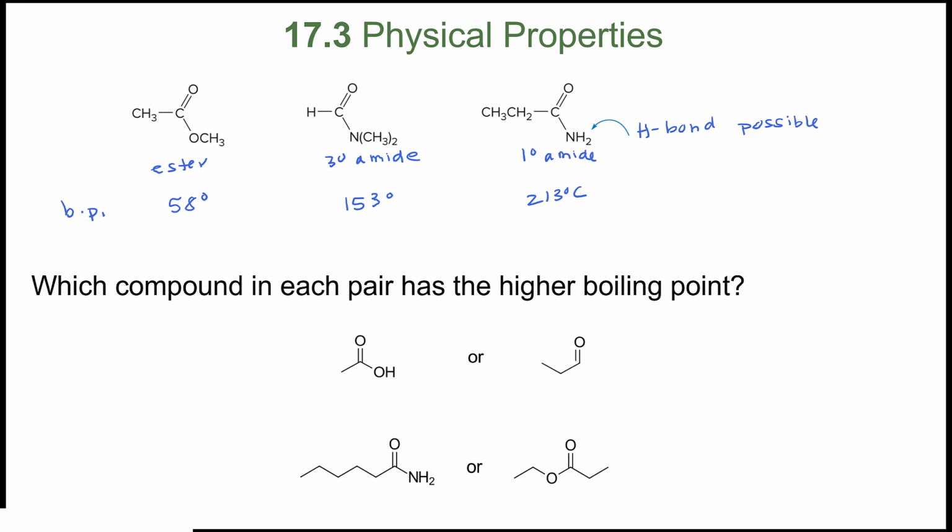which can hydrogen bond. So if we're going to compare carboxylic acids to aldehydes, carboxylic acid has hydrogen bond capabilities, so that will have the higher boiling point. And between the amide and the ester, it's going to be the amide that has the higher boiling point, again because of hydrogen bonding.